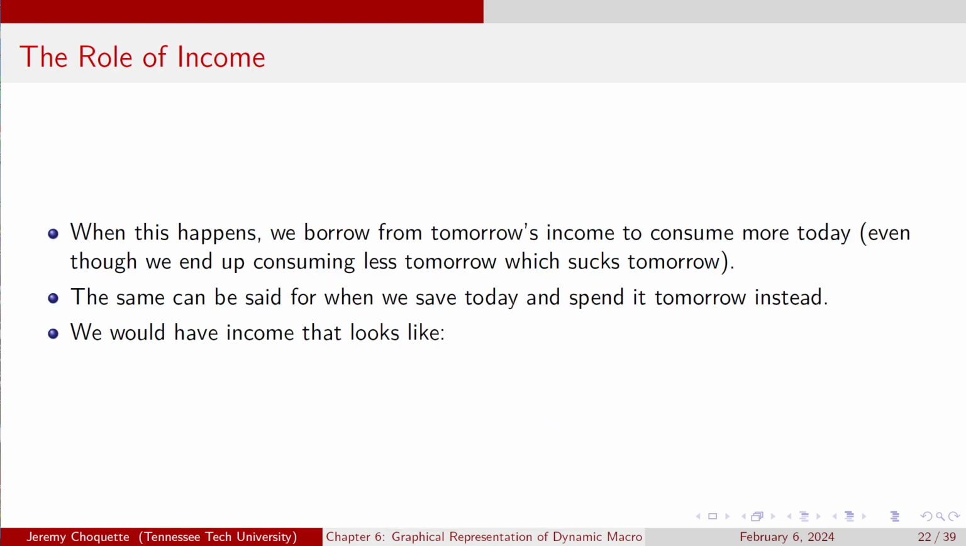So you're borrowing against tomorrow's income to be able to consume more today, even though we end up consuming less tomorrow, which really sucks for tomorrow. But again, that's for future us. That's not for current us. So we're going to let those poor slobs deal with it. We don't care. Now, the same can be said for when we save today and spend it tomorrow instead, right?